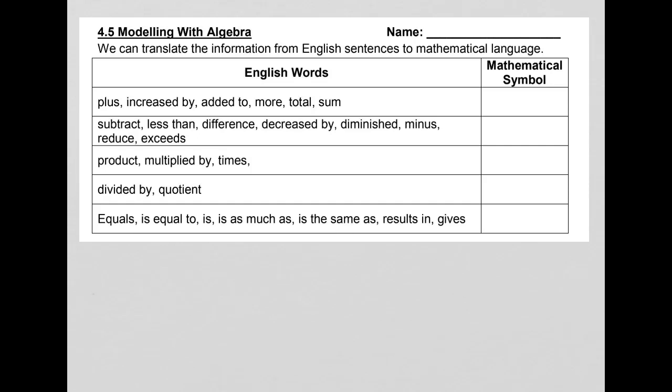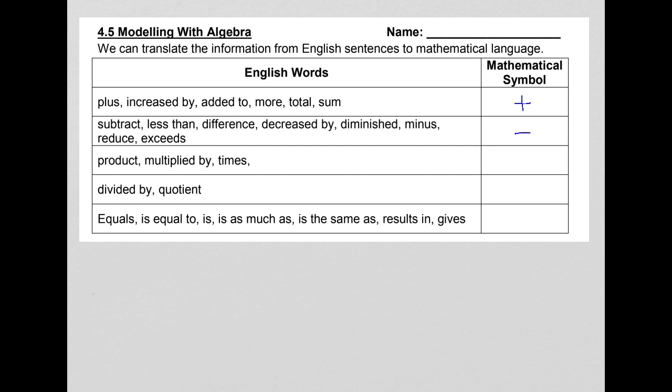This lesson we will focus on how to model English words and sentences with algebra. So look at the first one. When we look at plus, increase by, added to, those verbs are equivalent to the mathematical symbol addition. And when you see subtract, less than, difference, decrease by, all those ones are the minus.